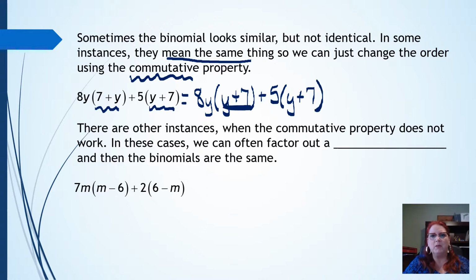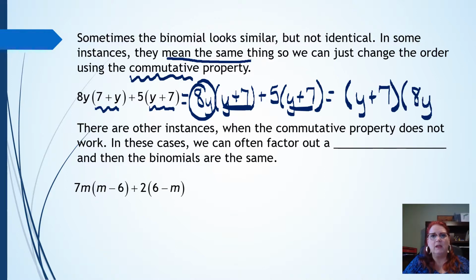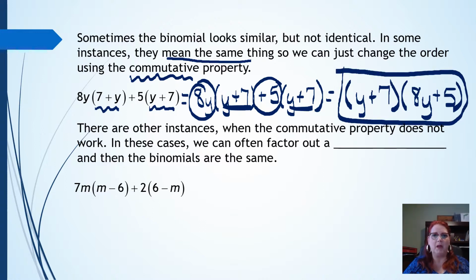Now the binomials are the same. So I can factor that binomial out, y plus 7, and it's being multiplied by the 8y and the 5. So there's my factored form of that polynomial.